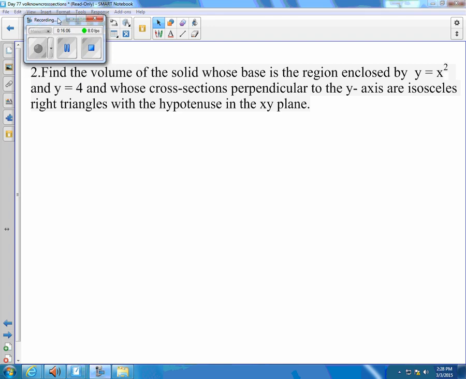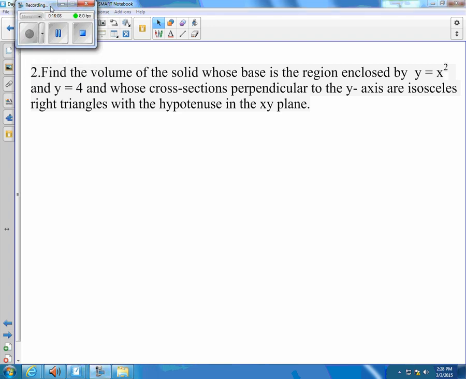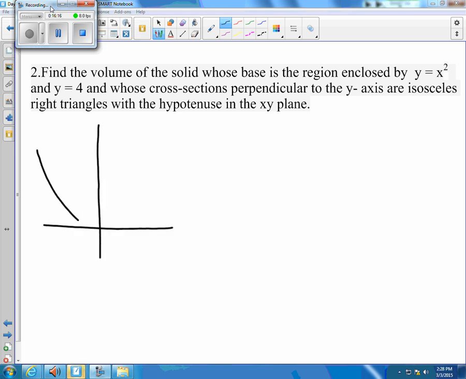Let's try another one. Example 2. This time we want to find the volume of the solid whose base is the region enclosed by y equals x squared, a parabola, and y equals 4. So we see the region enclosed. And the cross sections perpendicular to the y-axis are isosceles right triangles with the hypotenuse in the xy plane.